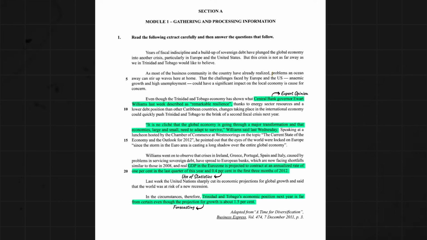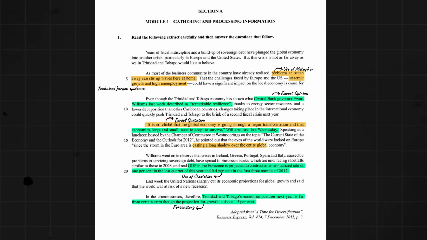Language techniques which I was able to find are metaphor, where it says problems an ocean away can stir up waves here at home. I also saw the use of technical jargon, anemic growth and high unemployment, which are terms heavily used in the realm of business and finance. There's also the use of direct quotations, mainly used when the extract reiterates statements made by Mr. Stuart Williams. There is also hyperbole.